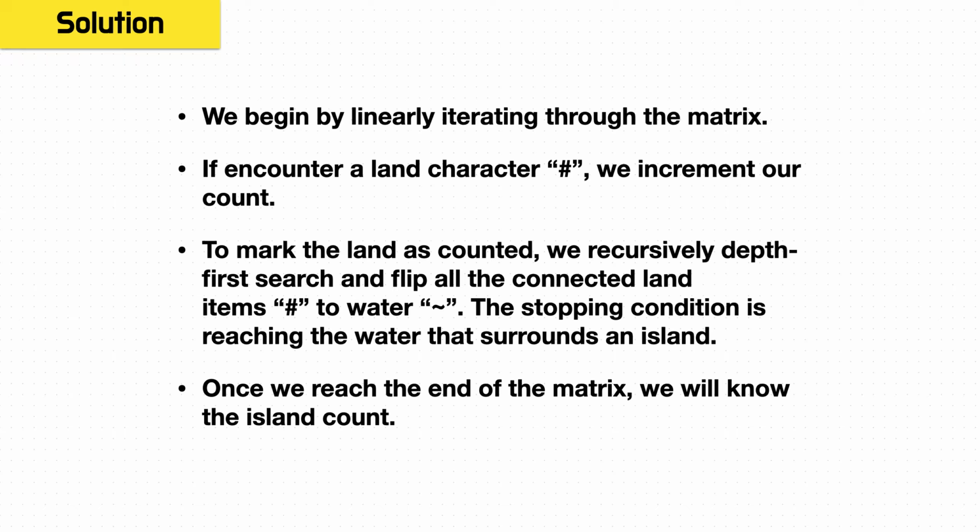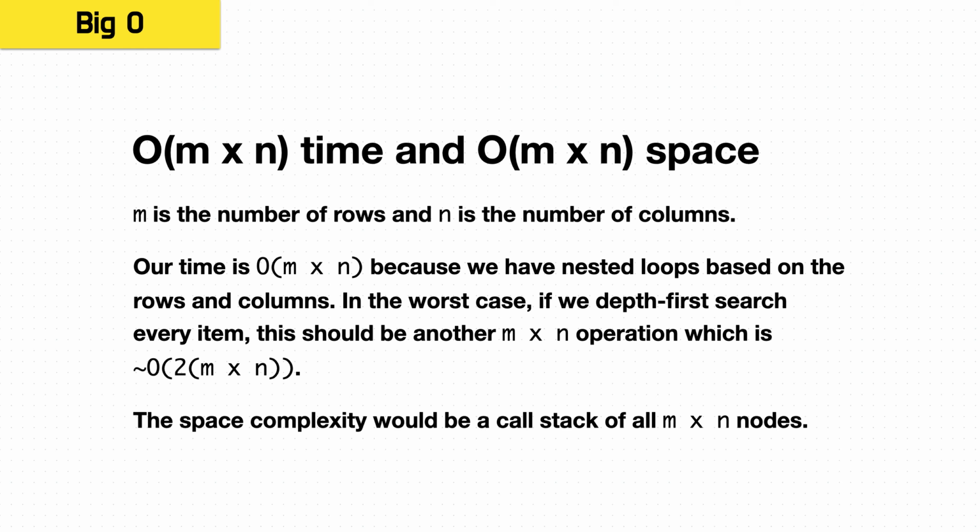Our time and space complexity is m times n, where m is the number of rows and n is the number of columns. We get the time complexity because we need to iterate through all items. When we perform our graph traversal, we'll touch each item again, but this would be at most twice per item. So it would be approximately 2m times n, but we drop constants. For our space complexity, we're using recursion, and in a worst case, we would add all m times n items to the call stack.